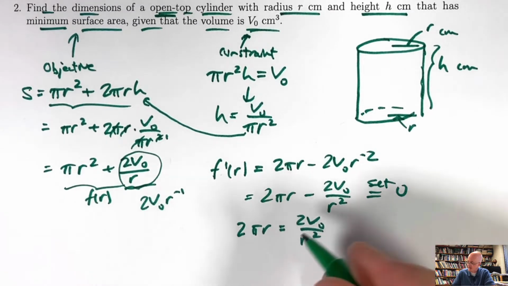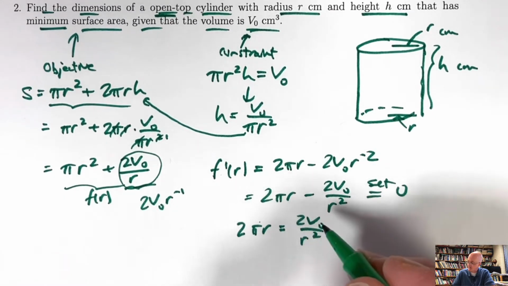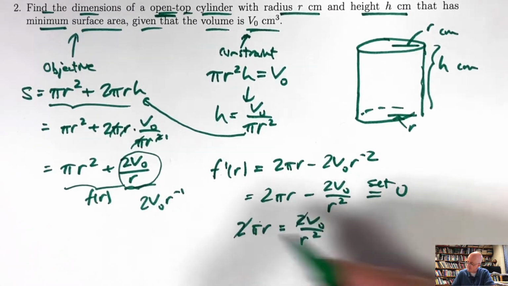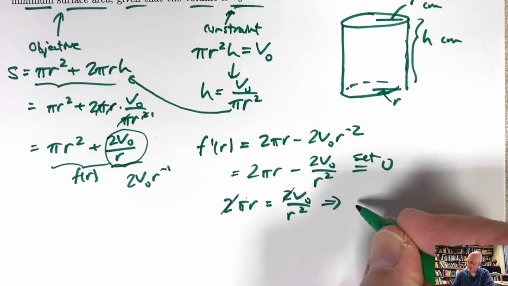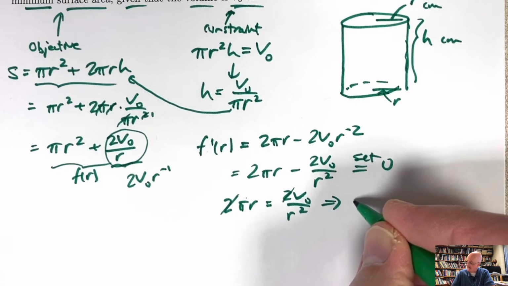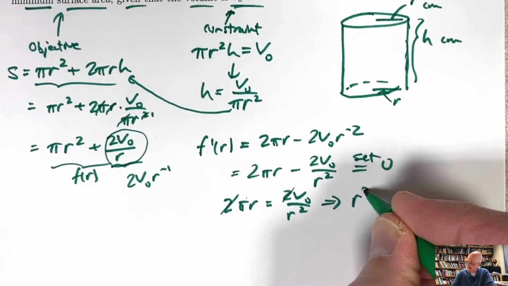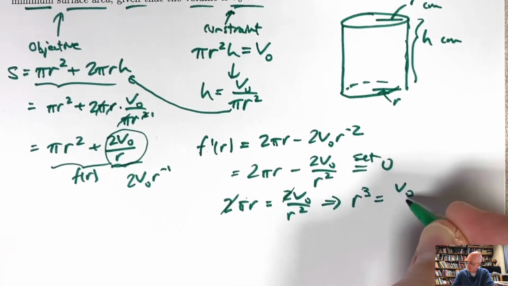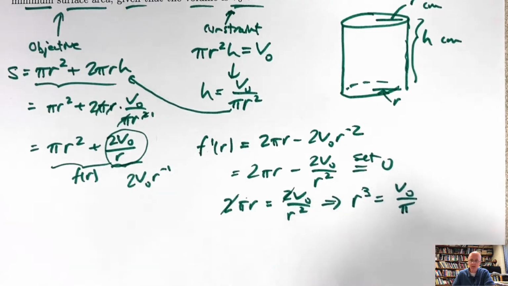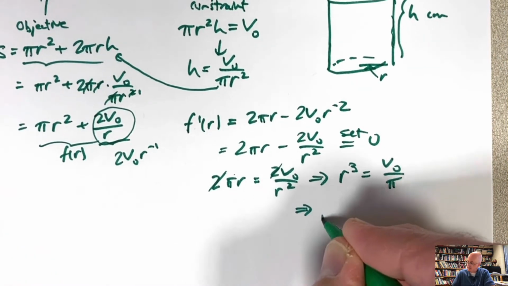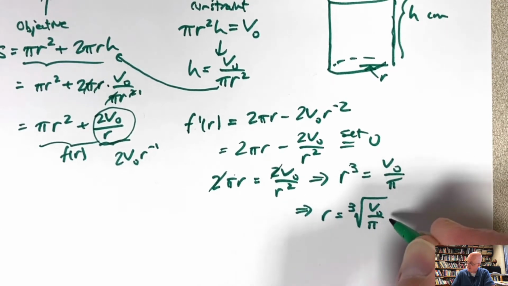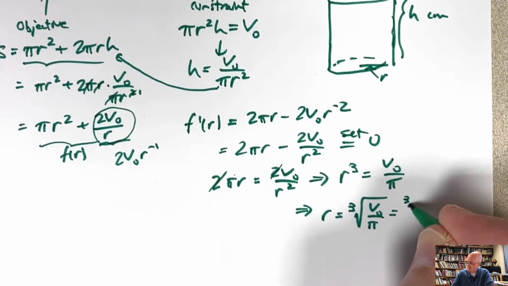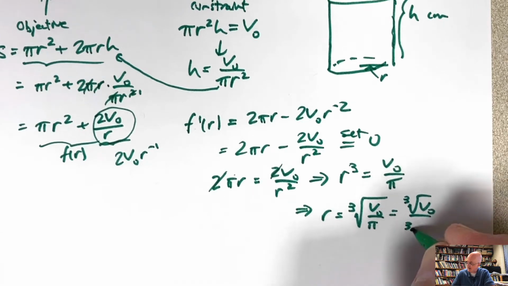Solve for r. Let's see, the 2's cancel. Divide both sides by 2. I could multiply both sides by r squared and divide both sides by pi. If I have not made a mistake, it looks like r cubed would be v0 over pi. And so that means r itself is going to be the cube root of v0 over pi, which could also be written as the cube root of v0 over the cube root of pi.